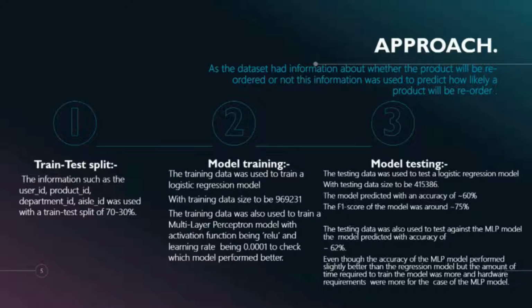The third step includes model testing. When the logistic regression model was validated, it gave an accuracy of around 60%, with an F1 score of 75%. When the multi-layer perceptron model was validated with the testing data, an accuracy of 62% was obtained. Even though the accuracy of the multi-layer perceptron was higher than the regression model, the amount of time taken to train the multi-layer perceptron model was higher than the regression model, and it required more hardware resources.